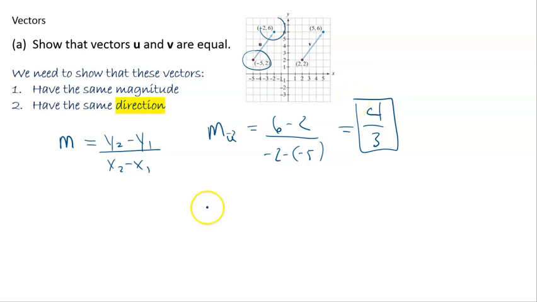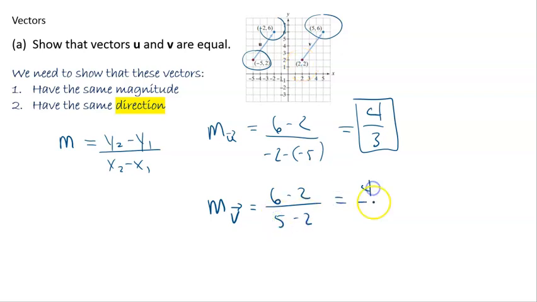Now I also have to find my slope for vector v. All right, so here we go. y2 minus y1, so there's my 2s, 6 minus 2 for my y values, over my x's, my bad, 5 minus 2.